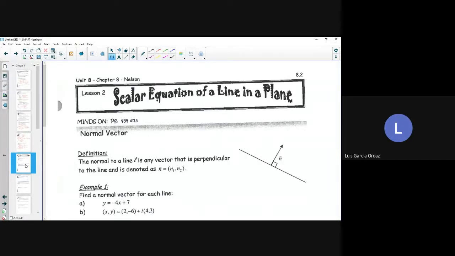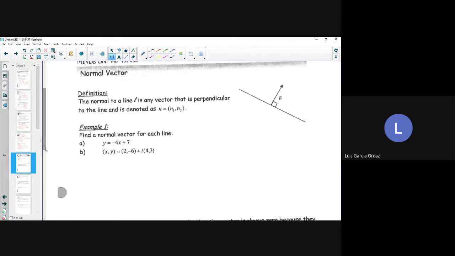So our next lesson is going to be talking about scalar equation of lines on the plane. So we have a normal vector. The normal vector to a line is any vector that is perpendicular to the line and is denoted as n with a bar, or n vector. The normal vector is equal to n1 and n2.